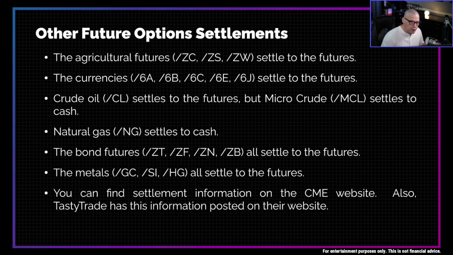The CME, by the way, is the Chicago Mercantile Exchange. It's the big futures exchange that all of these products trade on. So go to that site. It will give you the settlement for each of these products. Also, TASTYTRADE, if you're using TASTYTRADE as your broker, they have a nice little page detailing what settles to what as far as the futures products.